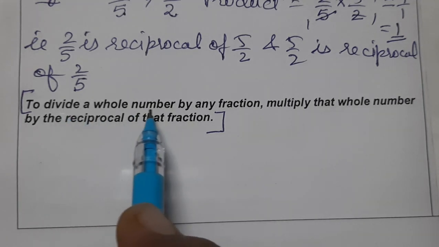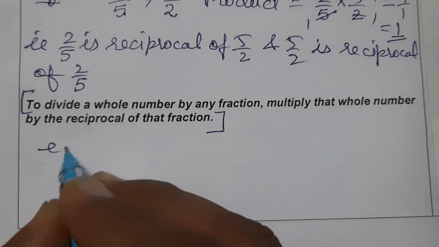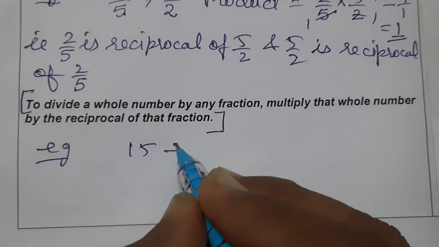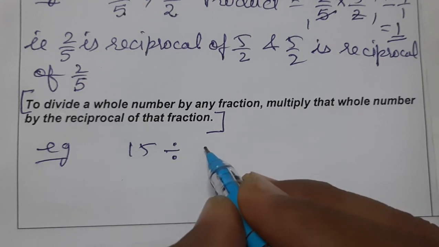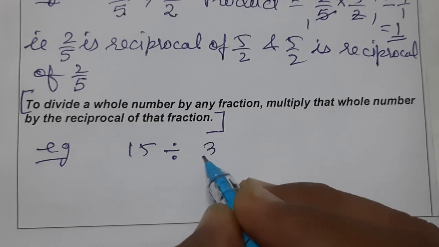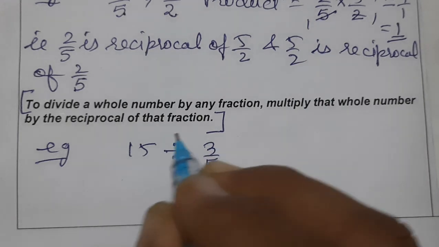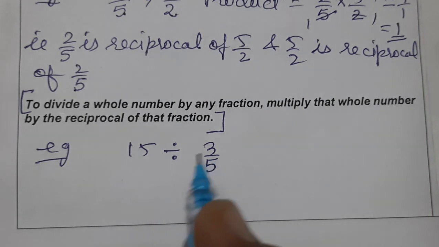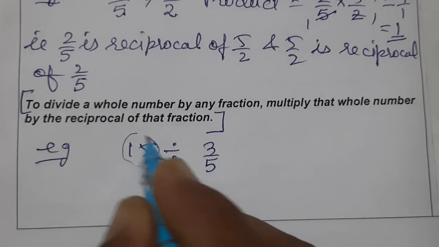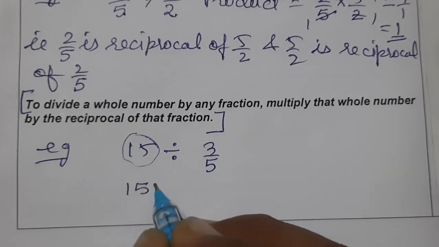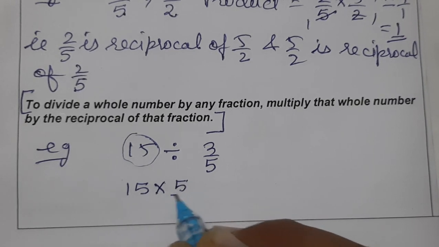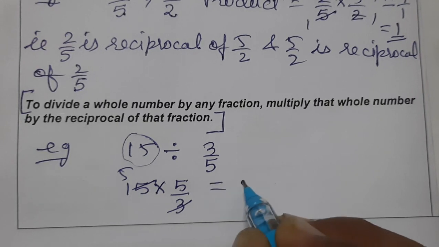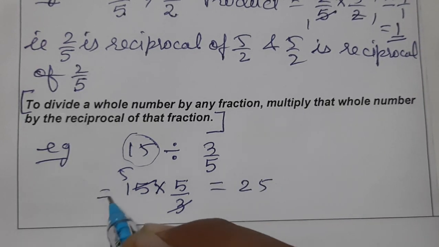Whenever we want to divide a whole number, let us take one more example. 15 divided by 3 by 5. To divide this by a fraction, what do we have to do? Multiply that whole number with the reciprocal. What is the reciprocal? 5 by 3. So in this way we can do division. 5 fives are 25.